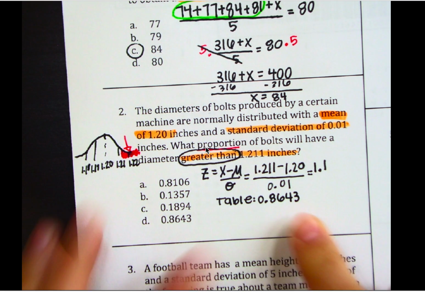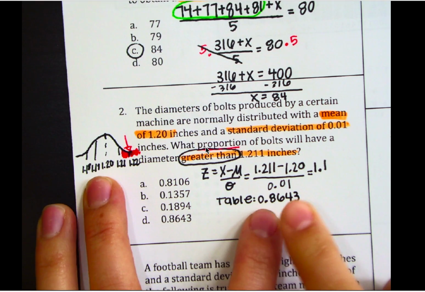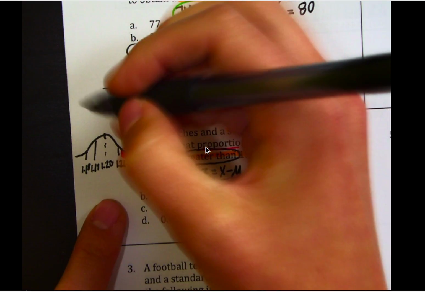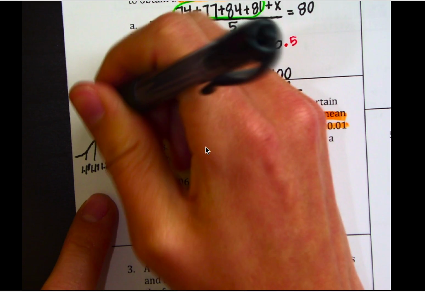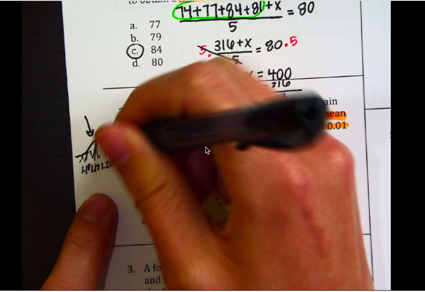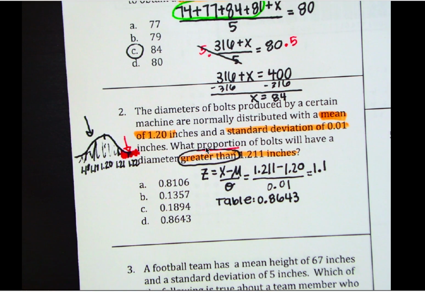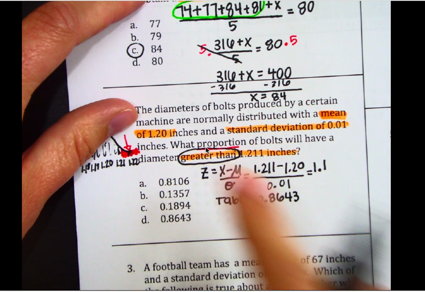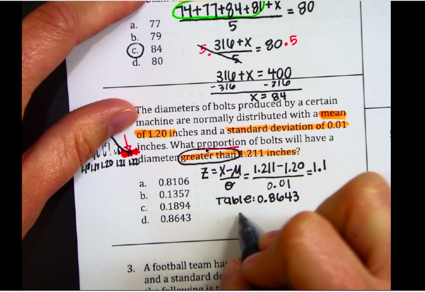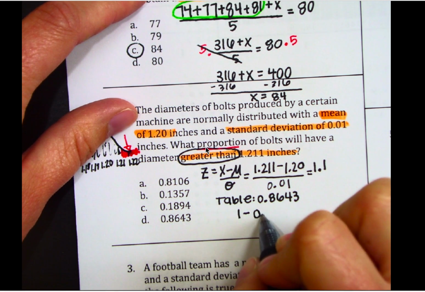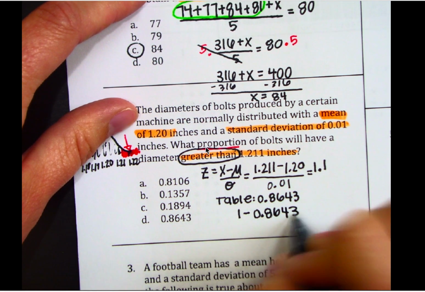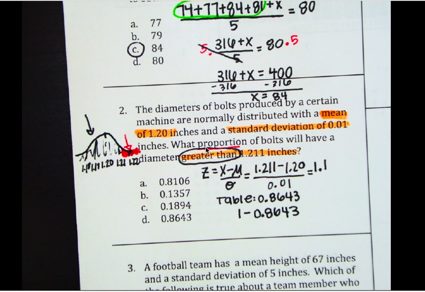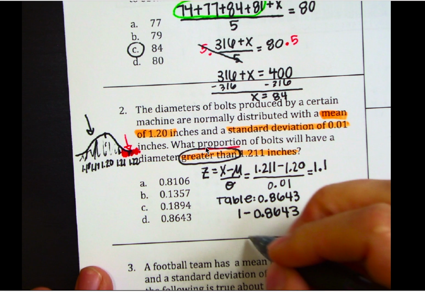But the table tells us the area less than. The table just told us everything less than the value, everything over here. So we have to do the complement to find greater than. Every time it asks for greater than, you take that table value and subtract it from 1. So it's 1 minus 0.8643, and we get our answer of 0.1357.